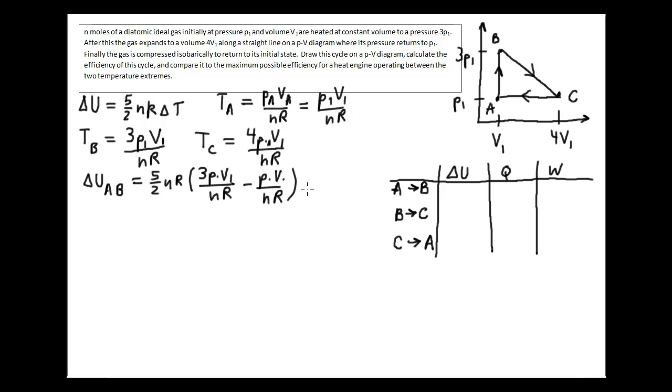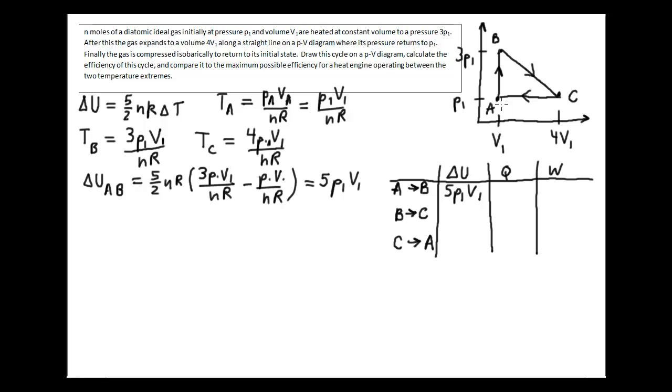And what's nice here is that 3P1 V1 over NR minus P1 V1 over NR gives me 2P1 V1 over NR, right? The 2 and this factor of 2 in the denominator are going to cancel, and the NRs are going to cancel as well. So when I multiply this all out and simplify it, I get 5P1 V1. Alright, that's kind of nice. Simple, so I can write that down, 5P1 V1 in my table for A to B.